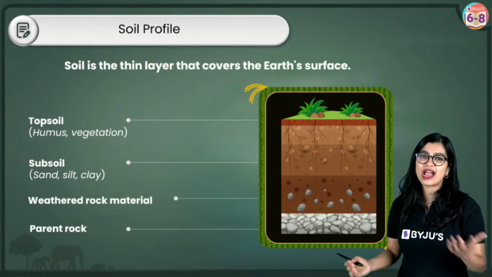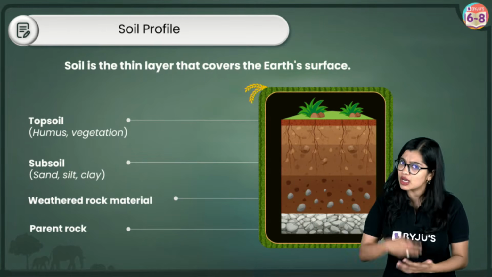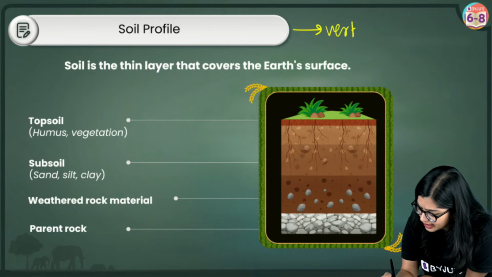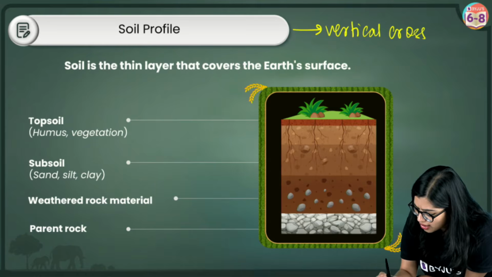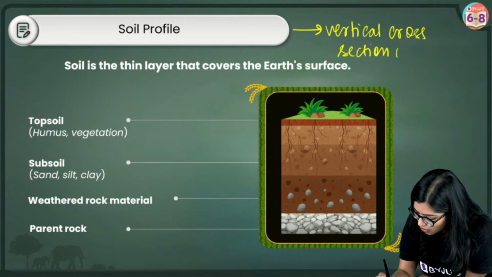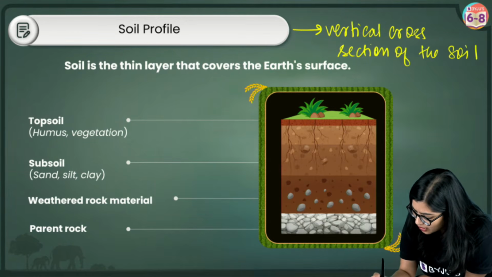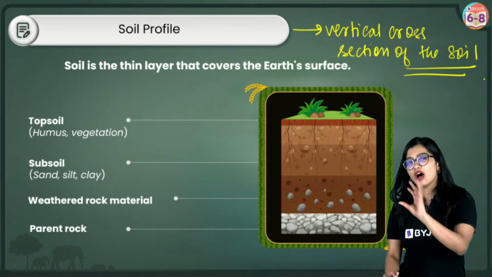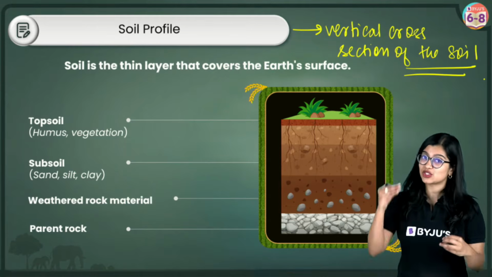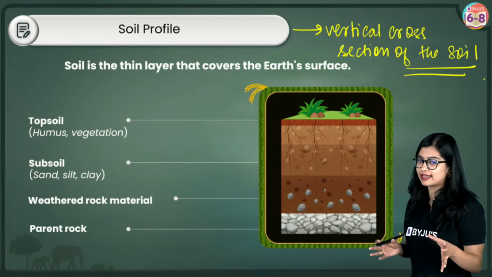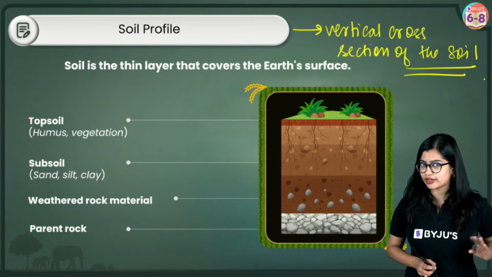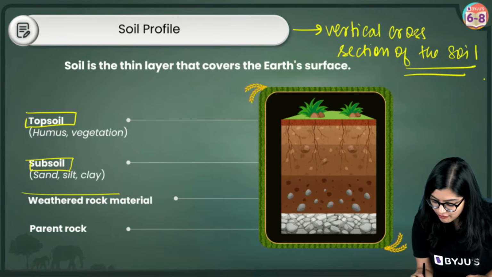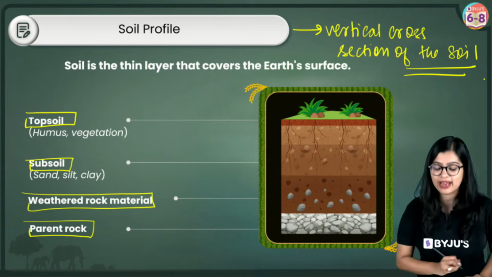Now, what is soil profile? It's nothing very fancy. It's very simple. We've learnt about it in our lower grades as well. So, soil profile is simply a vertical cross section of the soil, which includes the various layers that run parallel to each other. You would also probably learn them as various horizons, but we won't go into the details of it. We will focus on the important layers. So here we have the topsoil, we have subsoil, we have weathered rock material, and we have the parent rock.